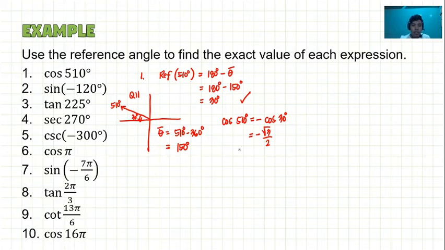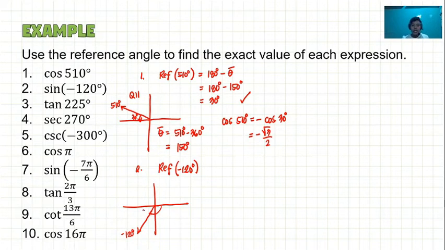Okay. Next, number 2. We have sine negative 120 degrees. So, we need to know the reference angle of negative 120 degrees. So, let's illustrate that one. Negative 120 degrees is somewhere here. So, this is negative 90 here. Negative 90 plus 30. So, ito yung angle natin. Negative 120 degrees. So, this is negative 120 degrees. So, this one is just 60, right?